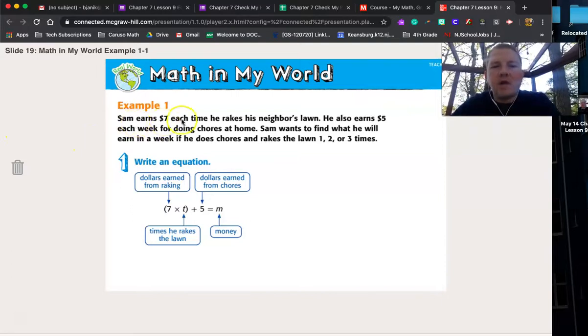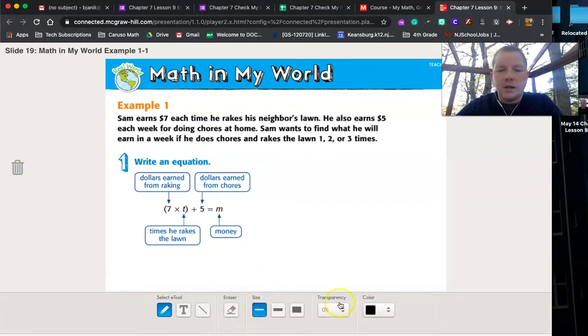Sam earns $7 each time he rakes his neighbor's lawn. He also earns $5 each week for doing chores at home. Sam wants to find out what he will earn in a week if he does chores and rakes the lawn 1, 2, and 3 times. So this is breaking it up for us. All right, let's take a look.